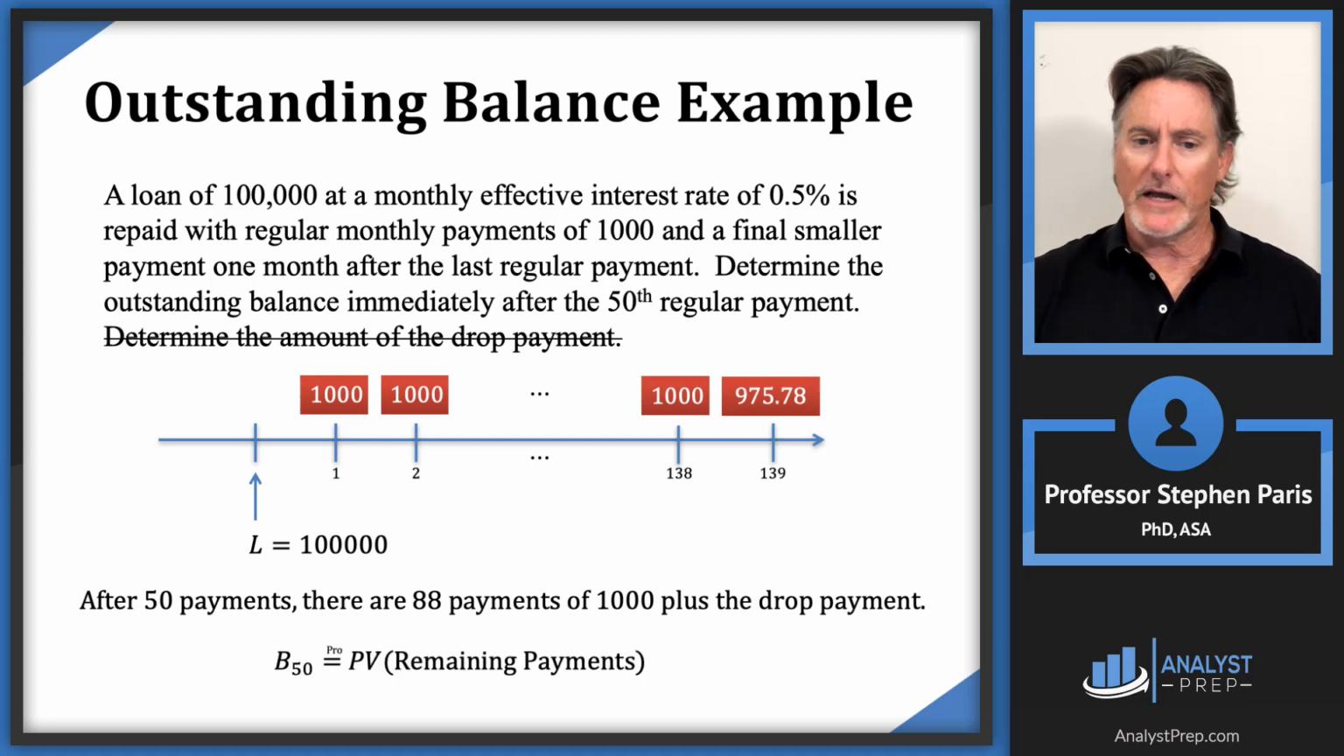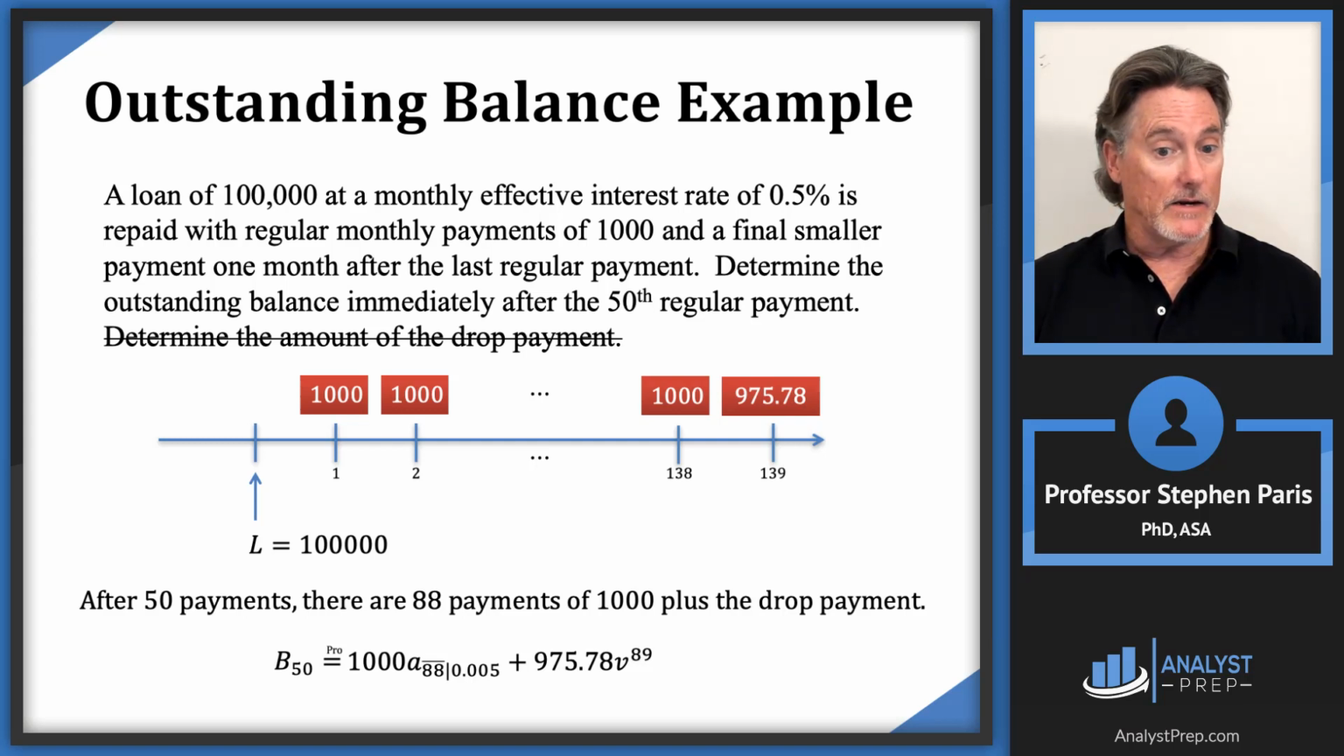So prospectively, when you're calculating the balance of a loan, you just take the present value of the remaining payments. And so symbolically, that present value of the remaining payments will be 1,000 times a angle 88 plus the 975.78 times v to the 89, because I need to discount that $975.78 89 months to get back to time 50, the valuation date.